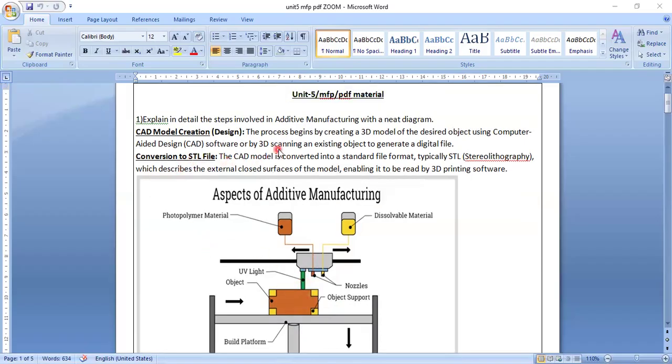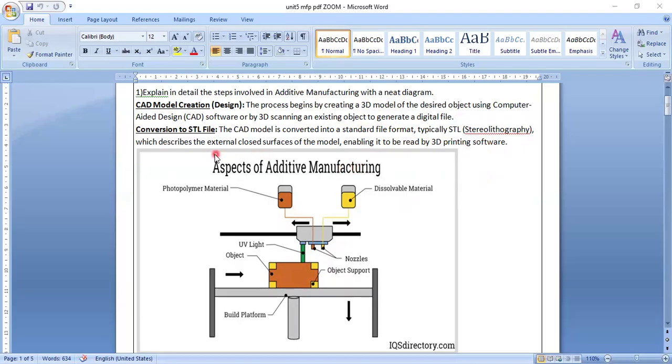The CAD model: the process begins by creating a 3D model of the desired object. Whatever object shape you want, here some object is kept, it is created using computer aided software or by 3D scanning an existing object to generate a digital file. You have to create a digital file. The CAD model is prepared and converted into a digital file called STL. So the CAD model is converted into a standard file format, typically STL, stereolithography, which describes the external closed surfaces of the model, enabling it to be read by the 3D printing software.